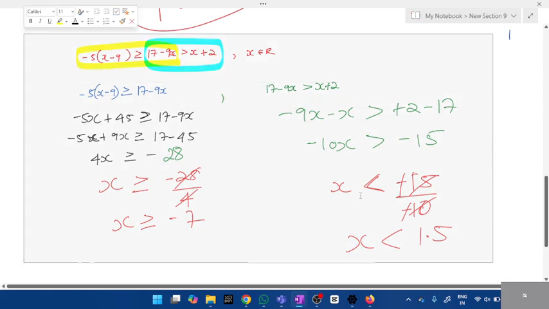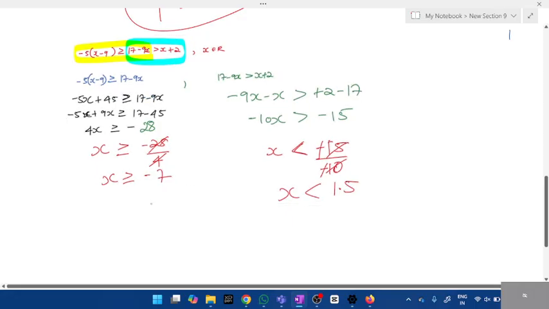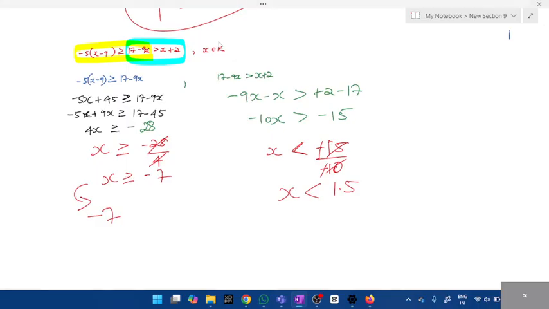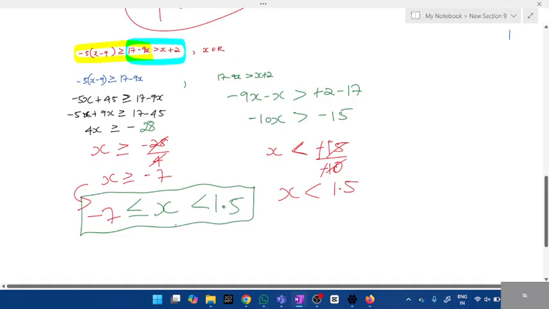So you have to rearrange this. Before writing the solution set, you have to rearrange. How do you rewrite this? Minus 7 greater than is given. So what do you write? Which side is the arrow facing? Pointing towards minus 7, right? Did you all write the equation like this, both combined together? Minus 7 less than or equal to x less than 1.5.